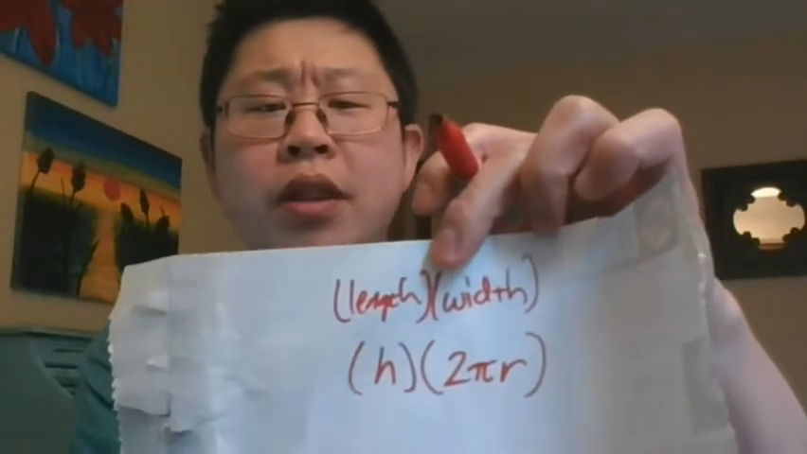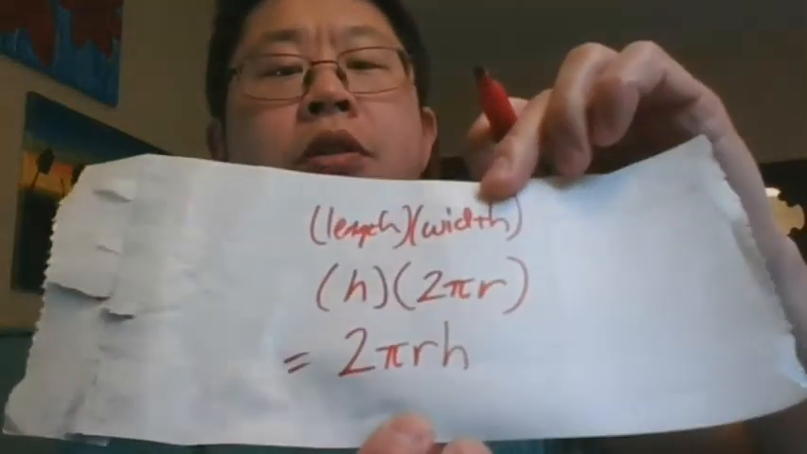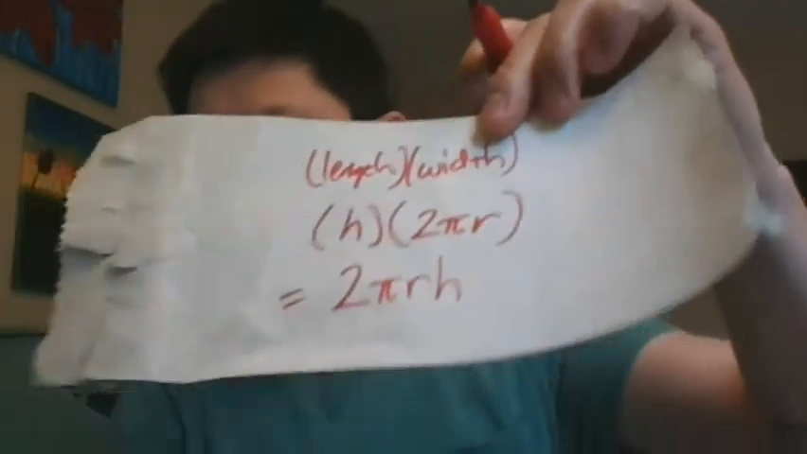Often this is written with the 2 pi r in front of the h, don't distribute here, so you could also write this as it's often presented this way in books, 2 times pi times r times h. All right, I think I'll end the video.